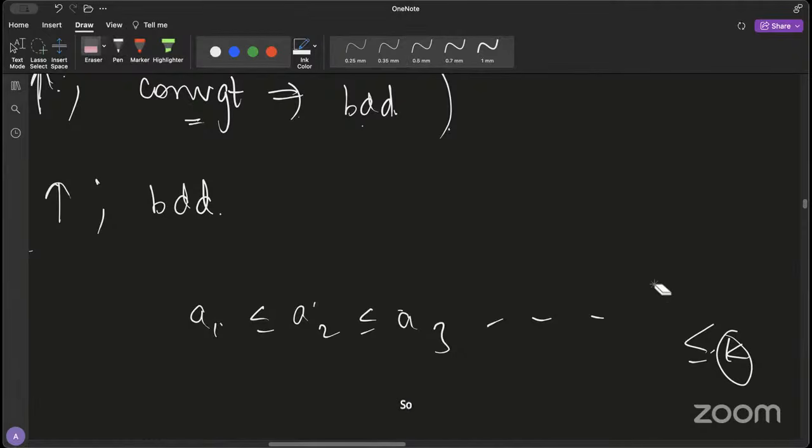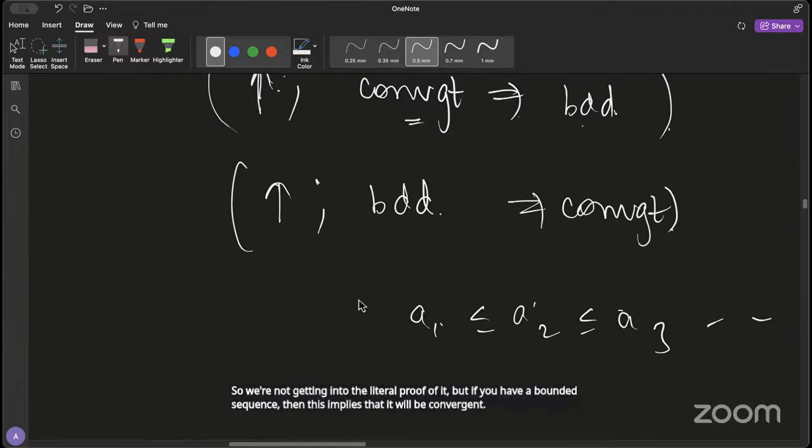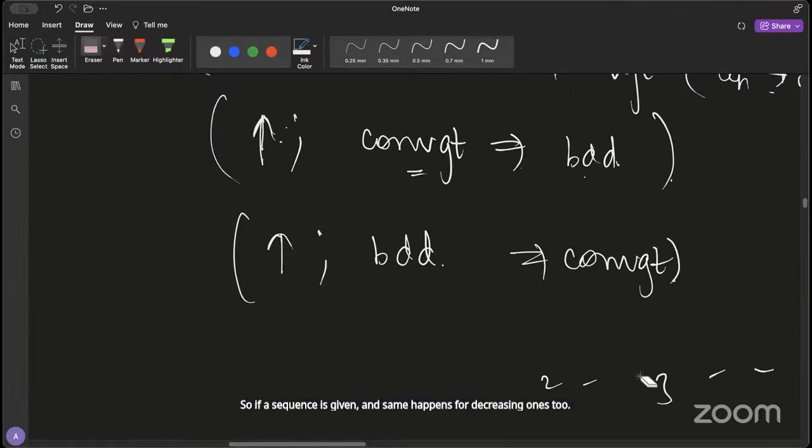So we're not getting into the literal proof of it. But if you have a bounded monotonic sequence, then this implies that it will be convergent. And the same happens for decreasing ones too.